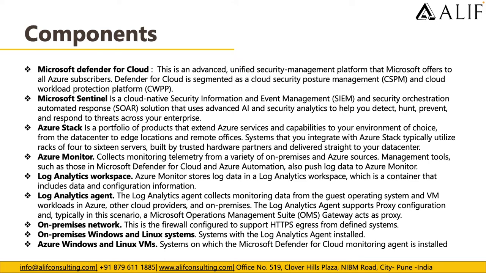That's where the Microsoft Operations Management Suite gateway, which is the OMS gateway, comes into place, and works as a proxy. In that case, if you have tons of VMs, you need not worry about having access on all those VMs. You just need one gateway, and that gateway can have one connection with Microsoft Defender for Cloud, and the rest of the VMs can directly report to the OMS gateway.